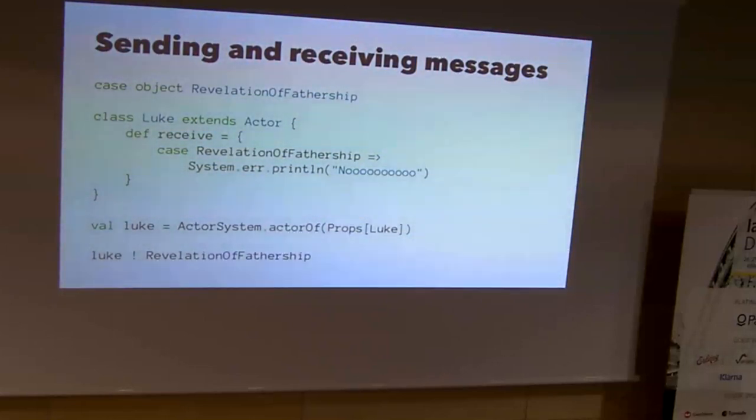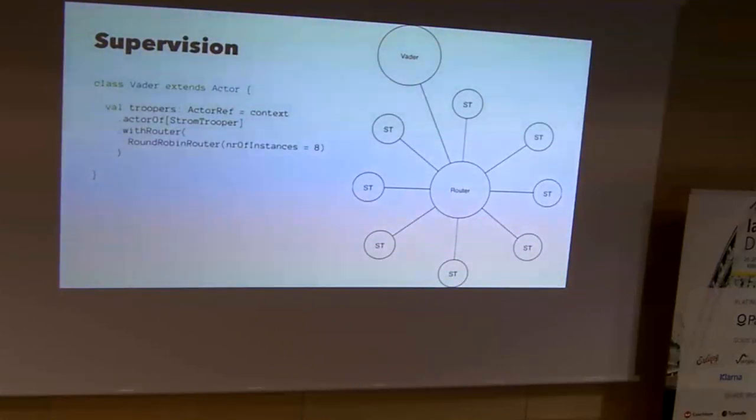Supervision. So here we have, usually Darth Vader comes in and there are many stormtroopers around him, right? So we have Vader, also an actor, and he is asking his actor context. Each actor has a context which helps them to interact with the outside world. For an actor of type stormtrooper, but with a router. A router is this thing here. Here we have a round robin router with 8 instances. And round robin just means that whenever Vader sends a message to this router, it will reach them one after the other, in a round order. So that's how it usually looks.